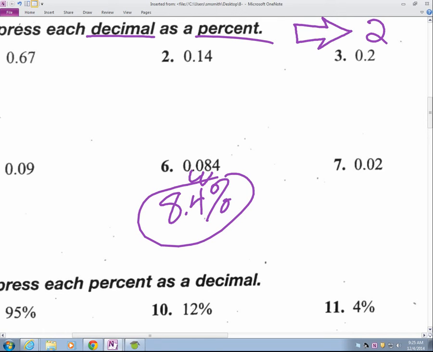Oh, good question. Yeah. All right, let's do number 3. Now's the time to ask that question. Now remember, we have to move it to the left 2 times. So I'm going to go 1, but then there's 2, and I have to have a placeholder there. So the correct answer would be 20%. Yep, you have to have a placeholder there.